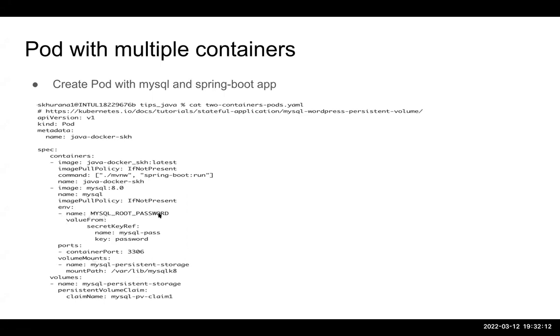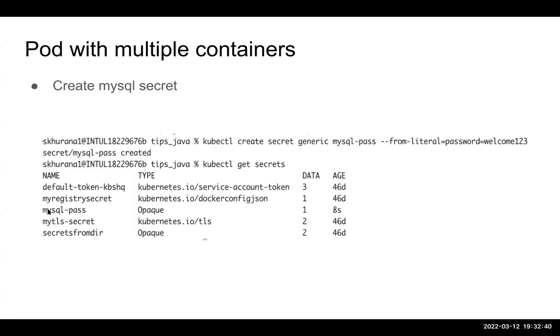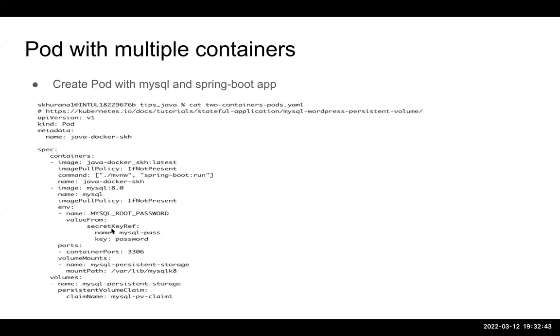One is you have to pass a MySQL root password. How do you pass it? We'll discuss a lot about secrets when we reach the secret topic. For now, you understand this is how you are passing the environment variable. The name of the environment variable is MySQL root password. And where is it taking the value from? It is taking the value from a secret key reference, and this is a secret I have created. You see, MySQL password, so this is the name I have given here.